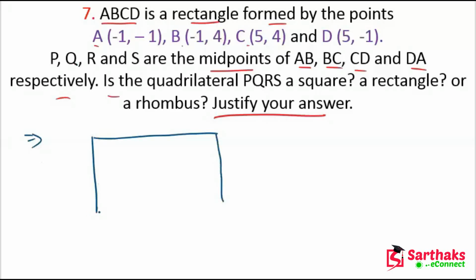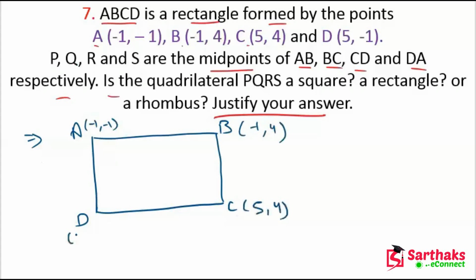This is my rectangle. I have points A, B, C, D, and what are the points? Minus 1 comma minus 1, minus 1 comma 4, 5 comma 4 and 5 comma minus 1. And P, Q, R, S are the midpoints of AB, BC, CD and DA. This is P, Q, R and S.